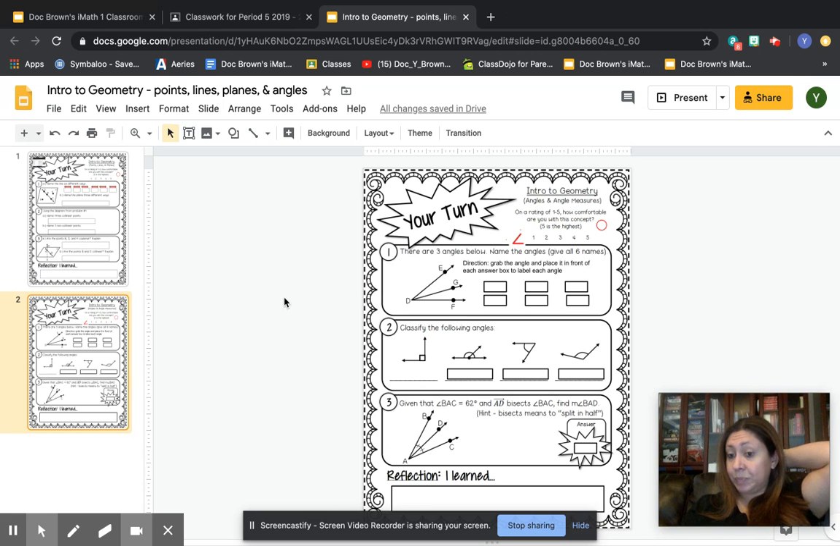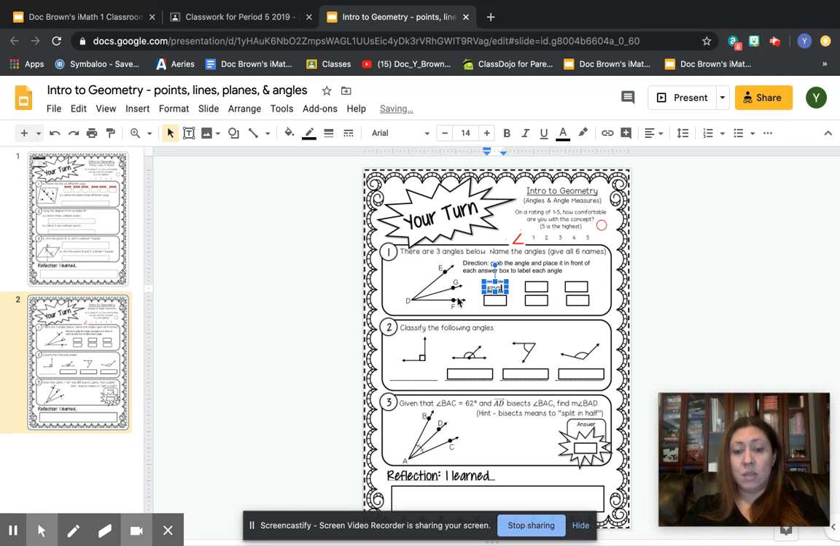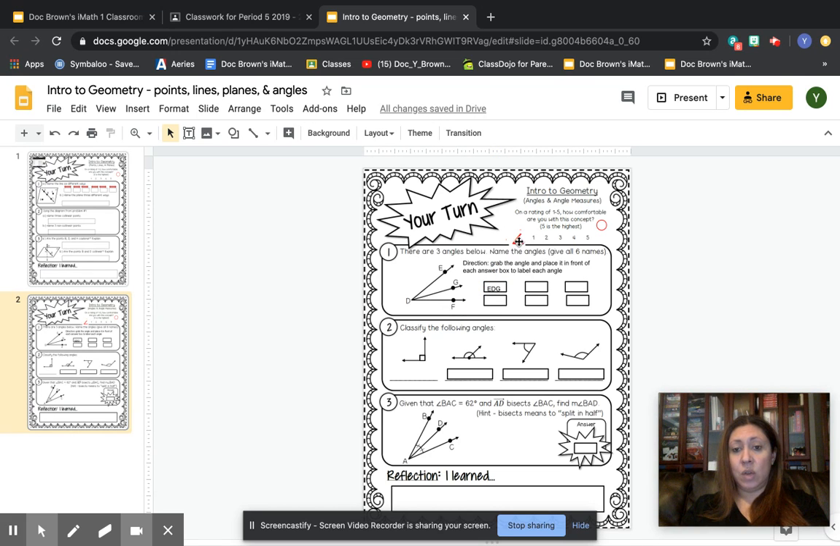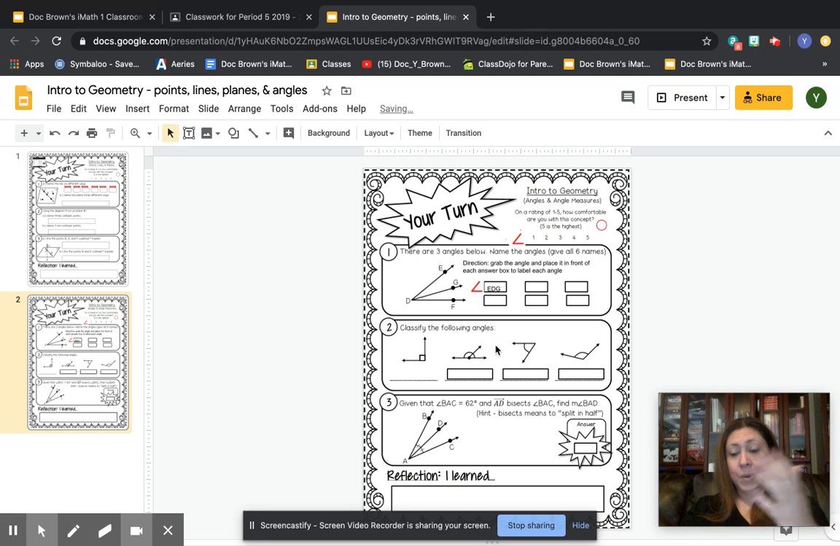Okay, for the second one, a lot of you guys have been messing up with this one. This is the one that you need 3 points. So you need to pick 3 in order to name a line or name an angle. So here's an angle. This vertex always needs to be in the middle and then pick another one. So like E, D, G. That's an angle. And what I asked for is to take this angle piece and move it to the side.